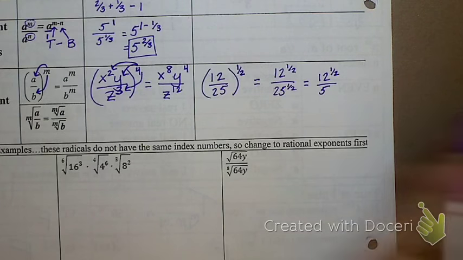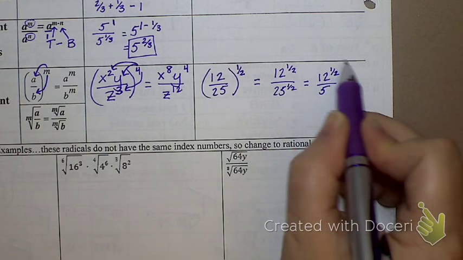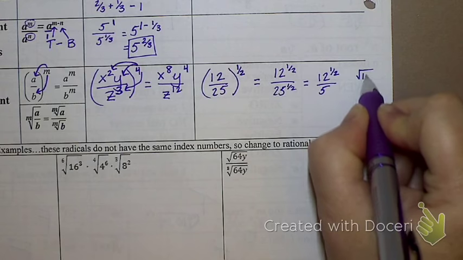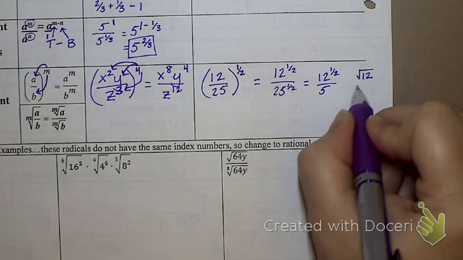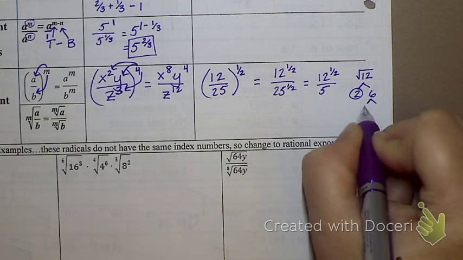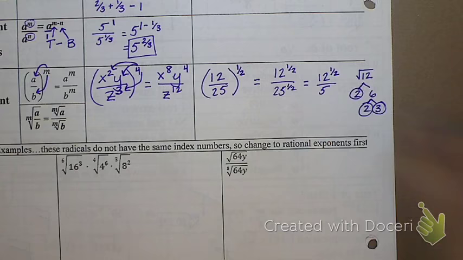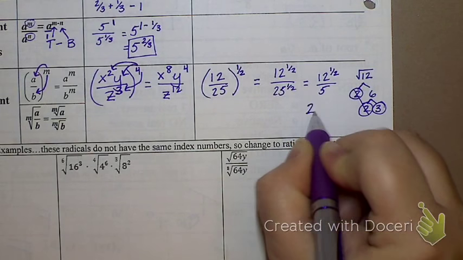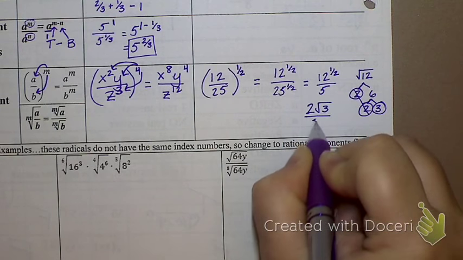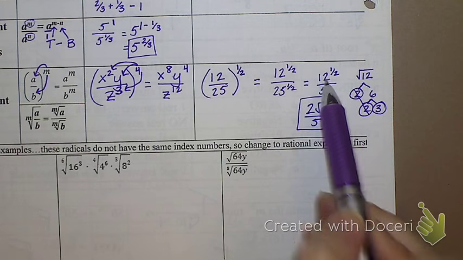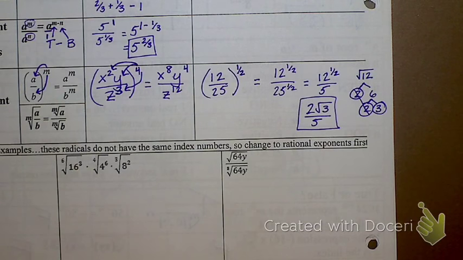Now, I don't like leaving this as it is because 12 is a number. I have to think about this as though it's that, right? And 12 is a number that I can draw a tree for. And I think there's enough on that tree that I can take something out. Yes? So I'm actually going to call this 2 radical 3 over 5. It makes more sense to put that in radical form because even though I can't take the square root of 12, I can draw a tree for 12 and take some stuff out.